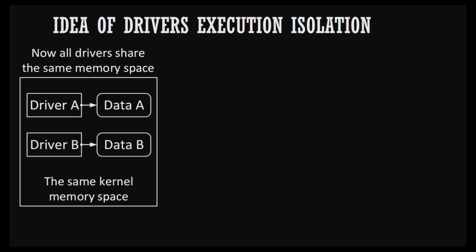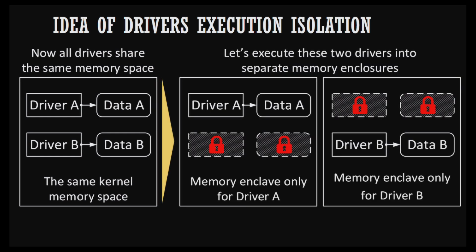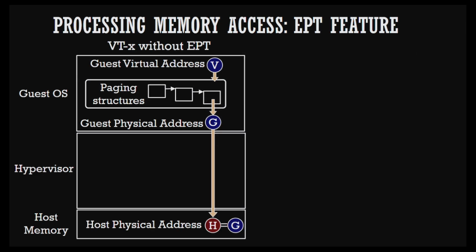Look at this. Nowadays, kernel-mode drivers share the same memory space with the rest of the OS kernel. If we can move these two drivers with their allocations into two separate memory enclosures, we will protect their memory from each other. The thing is that the Windows OS doesn't give us such an opportunity. So, luckily for us, hardware virtualization technology provides the mechanism which can be used to implement the idea of memory isolation. I mean extended page tables, or the EPT feature.